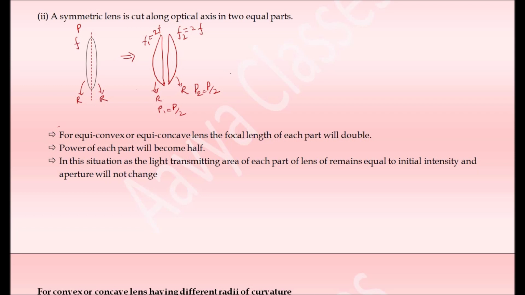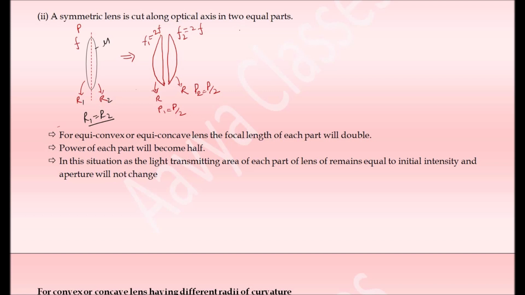Now consider the case here. The refractive index of lens material is mu, and the first surface has the radius of curvature equal to R1, the second surface has radius of curvature equal to R2, and considering R1 is equal to R2. So we will calculate the focal length when the lens is cut along the optical axis into two parts, and see what is its effect on the focal length.